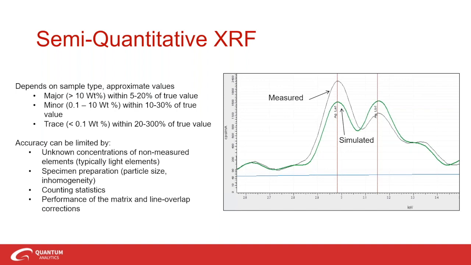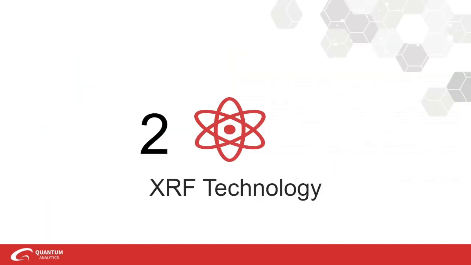So really think of semi-quant. You're going to get much better results with the majors and minors. Trace, not so much. Your accuracy is limited by unknown concentrations of non-measured elements. These are typically your light elements. The specimen preparation, right? So again, we come back to this sample prep of particle size, inhomogeneity, the counting statistics, and the performance of the matrix and the line overlap corrections.